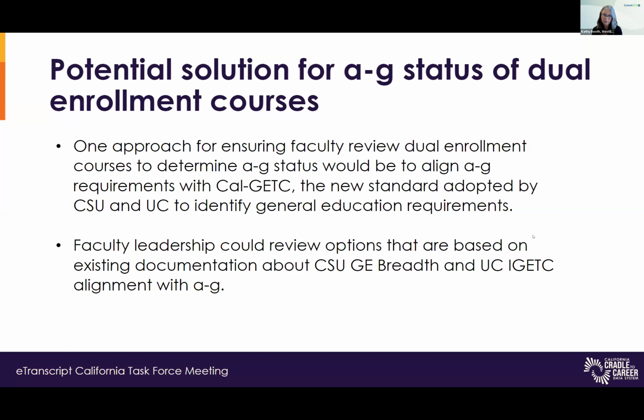So if we did something like this, it would allow us to use, in essence, a crosswalk to map courses that are already in Assist to indicate whether they are fulfilling A to G requirements. So this might be a way to begin to address the complexity of faculty review while making it work within a structure that's already there. So next slide.